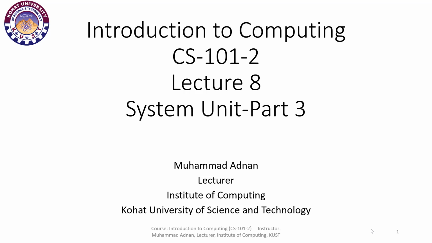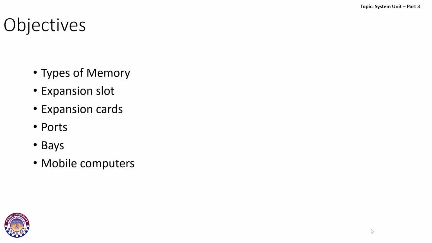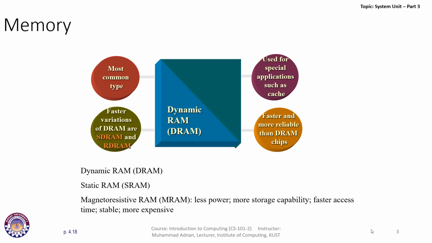So with that, let us see the objectives of today's lecture. Today we are going to discuss the types of memory used inside the system unit. Then we are going to discuss the expansion slots, expansion cards, ports, and buses, and then if we have time we are also going to discuss mobile computers.